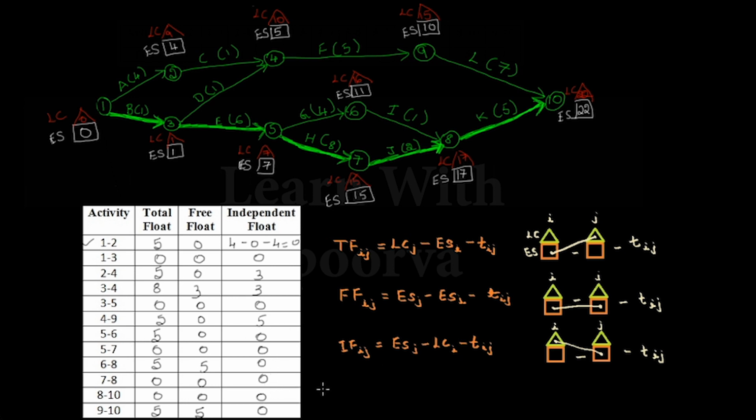So with this we have completed all the requirements of the problem. First we constructed the network, we calculated the earliest start time, we calculated the latest completion time, we calculated the project duration, we identified the critical path, and now we have calculated various floats. So this is the solution for a CPM problem.